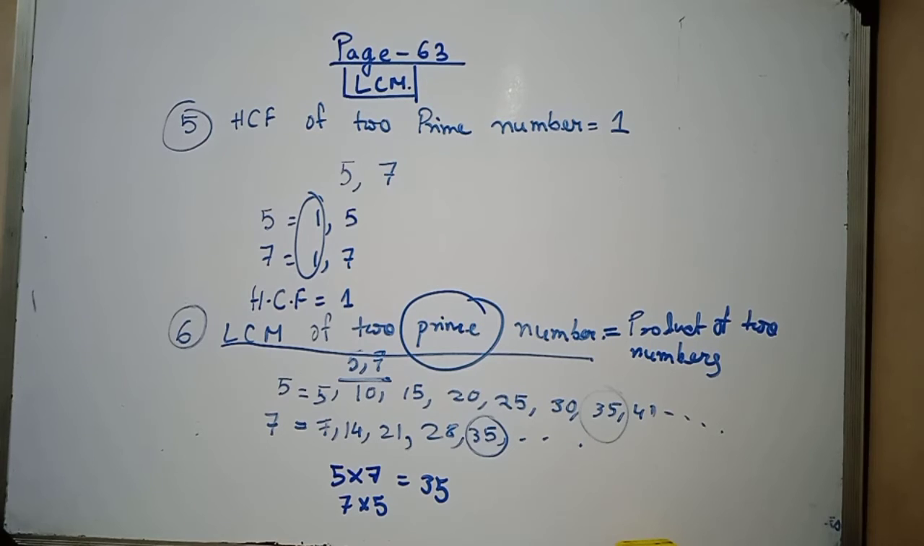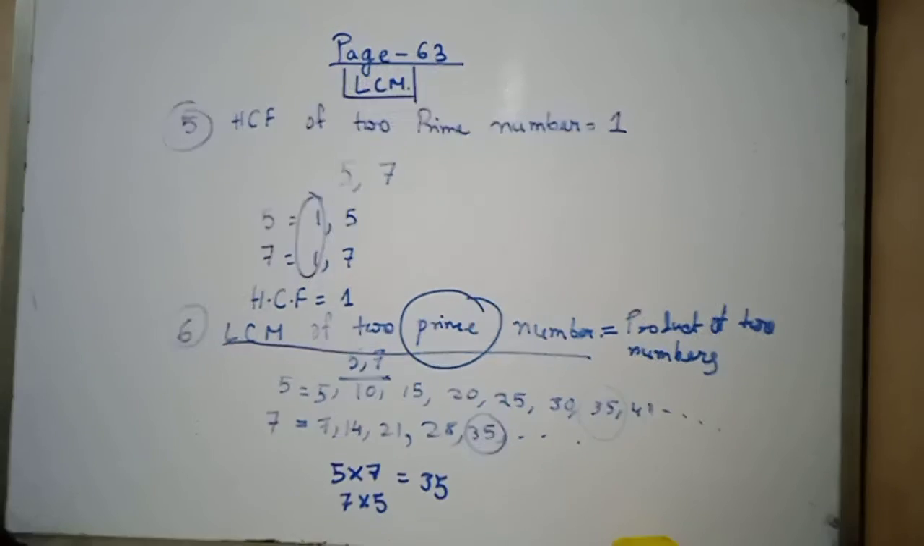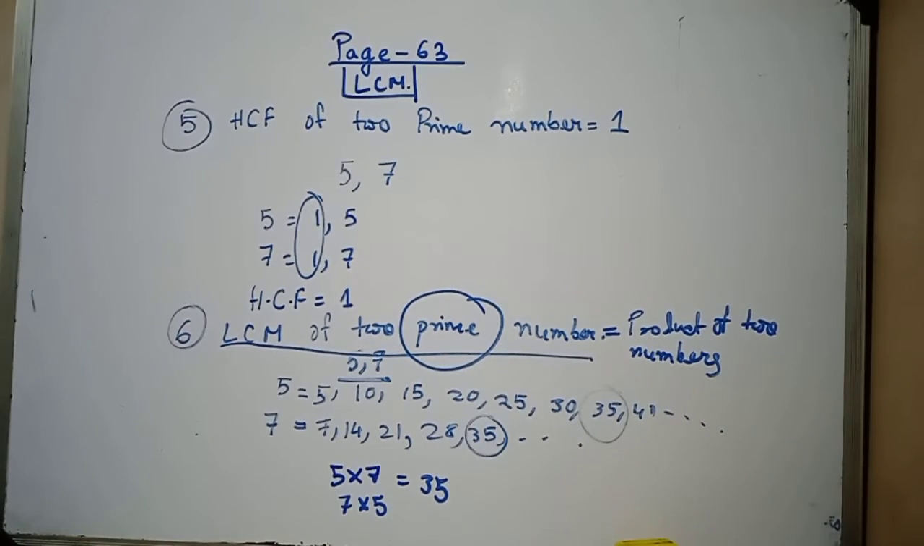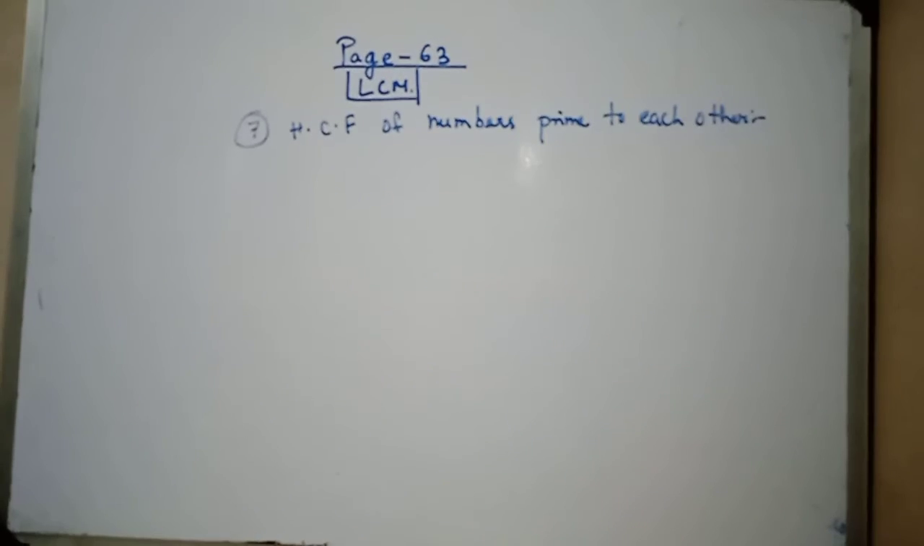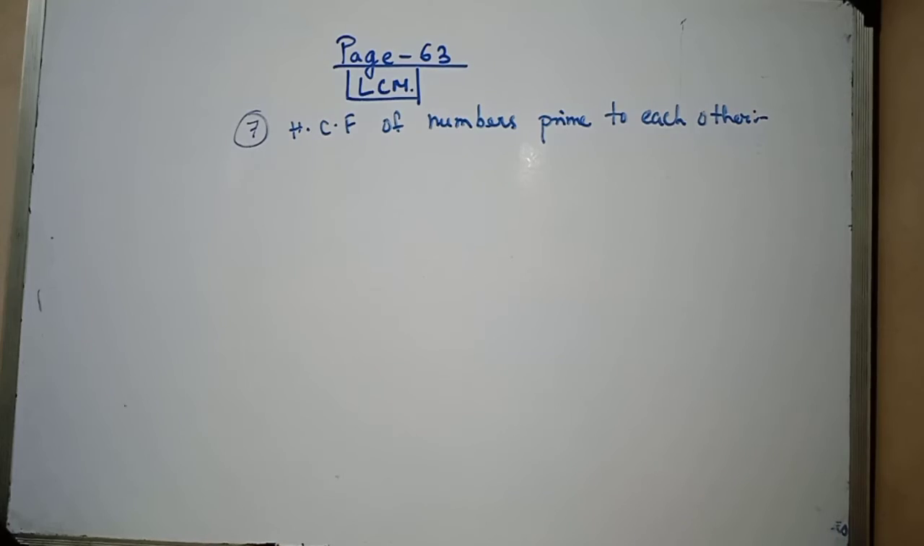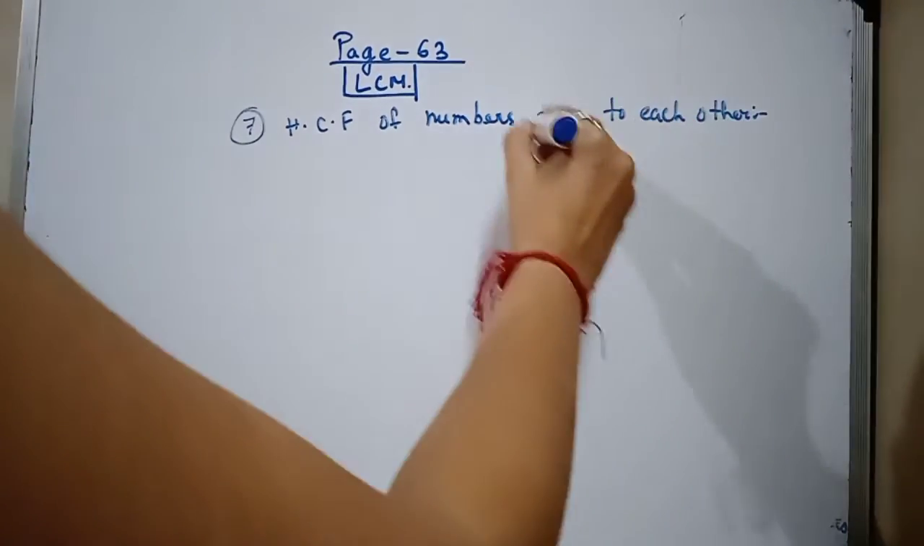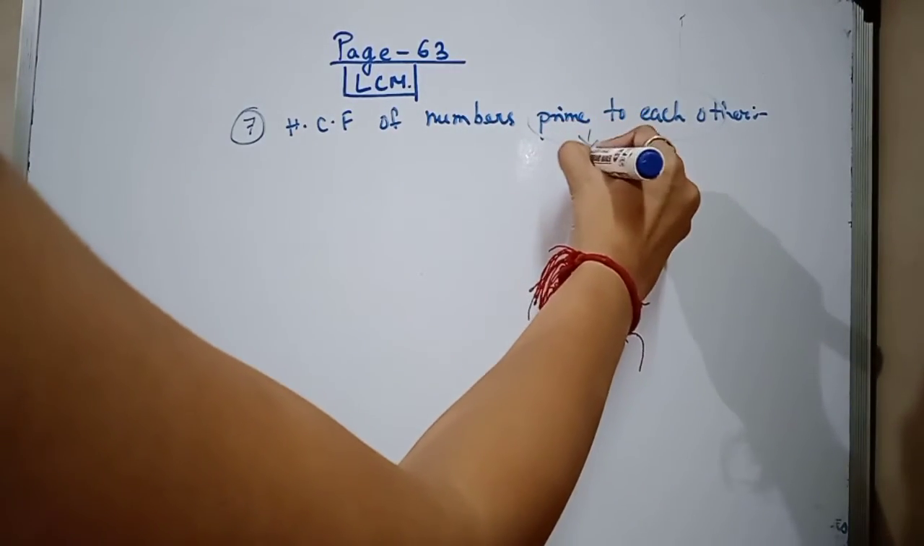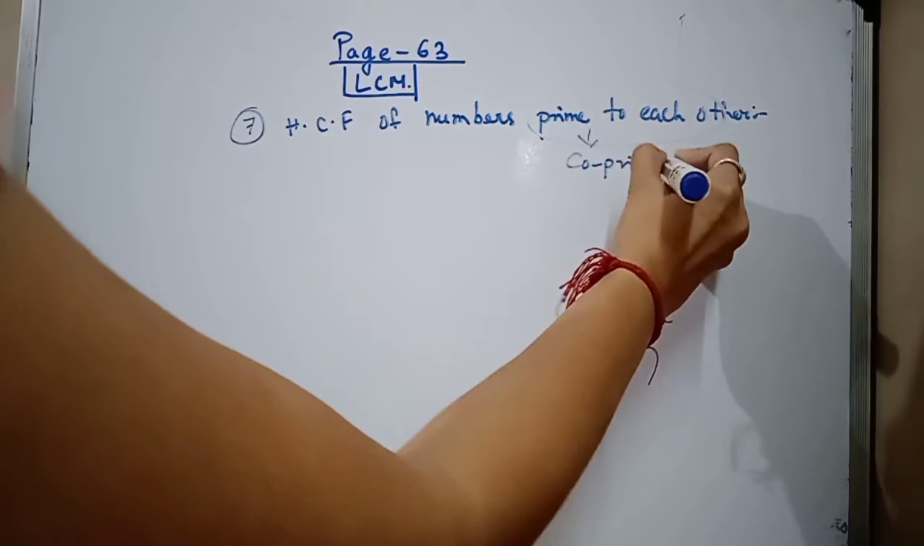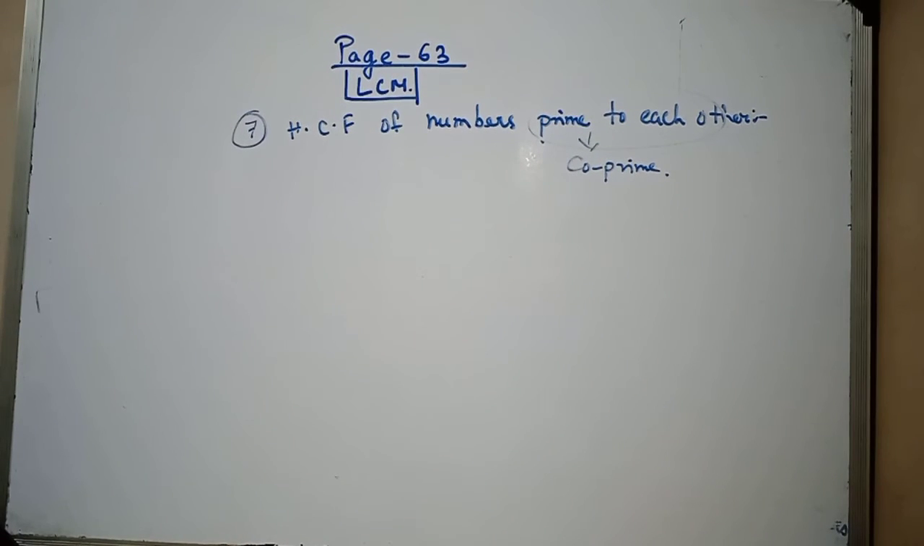The next question is very similar to this one, but there is a little difference. Next, the question is the HCF of two numbers prime to each other. Prime to each other means they are co-prime. What is the meaning of this co-prime number? Suppose I am taking two numbers like this.